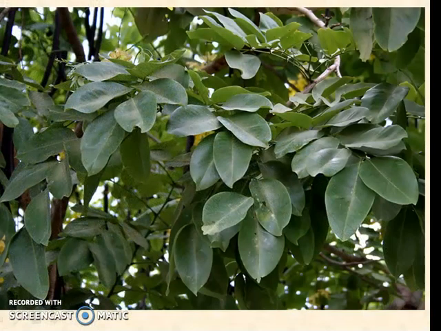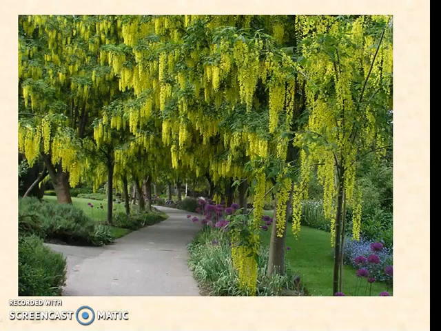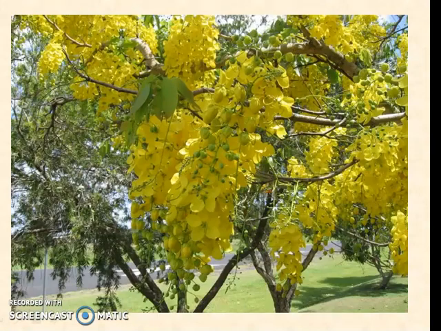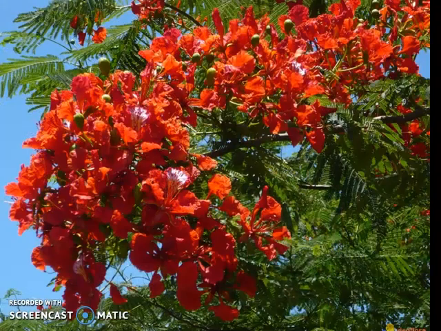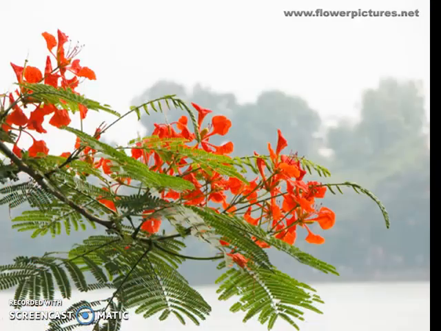This is Cassia fistula, or what we call Indian laburnum tree. It starts flowering somewhere in February, and till June they will flower. This is Delonix regia or Gulmohar. This tree is from Madagascar, and now it's like native in India.